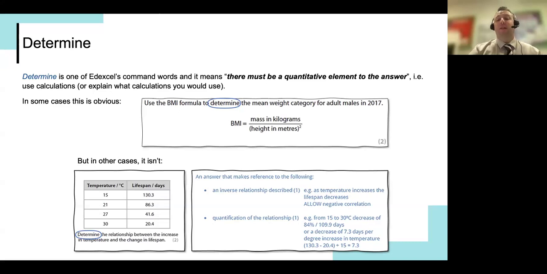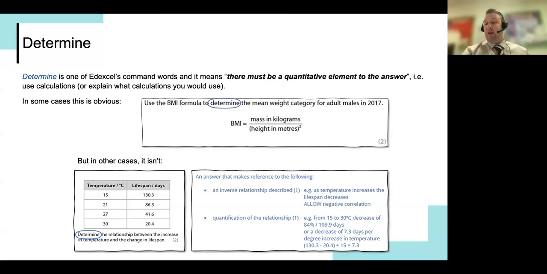However, if you look at the second question down in the left-hand corner, it's the temperature and the lifespan. That question asks to determine the relationship between the increase in temperature and the change in lifespan. So a student may look at that question and ultimately think that all they're asking for is a trend. The relationship between temperature and lifespan. The fact that as temperature increases, lifespan decreases, an inverse relationship.